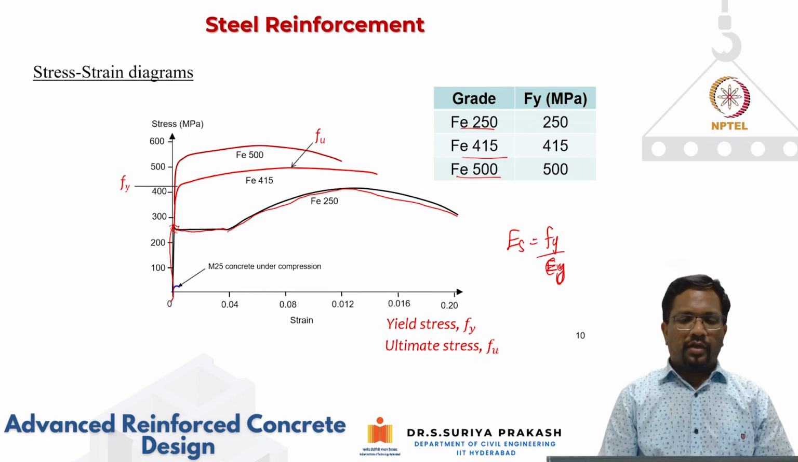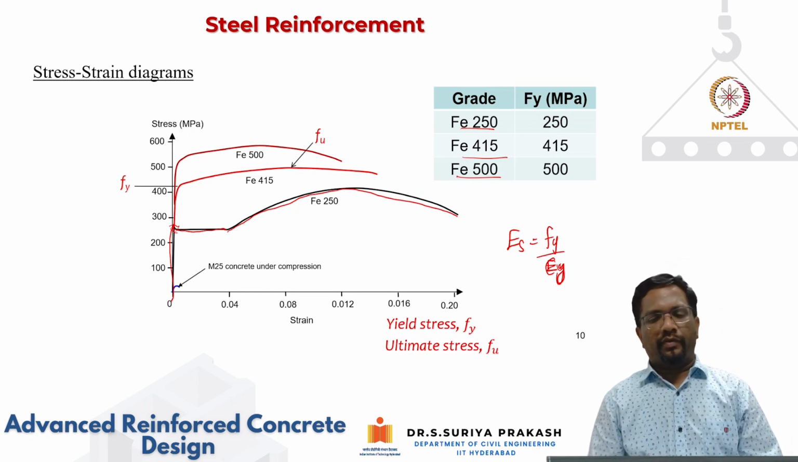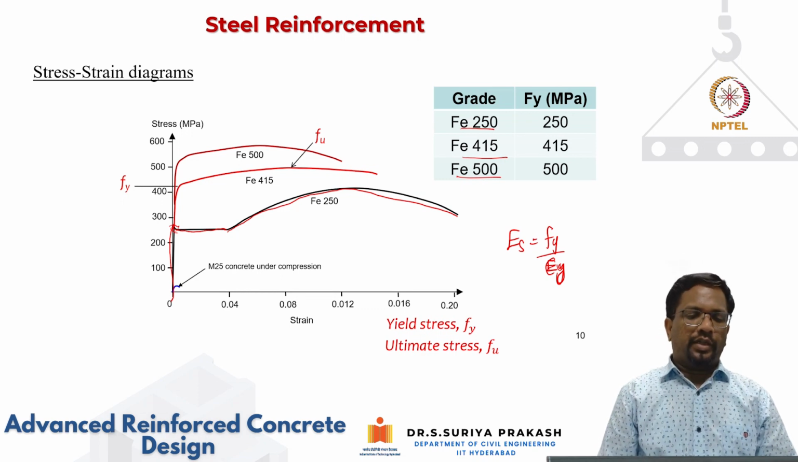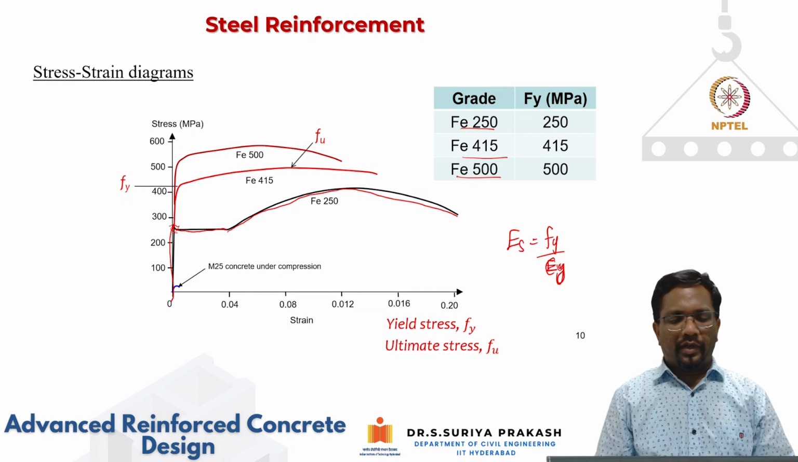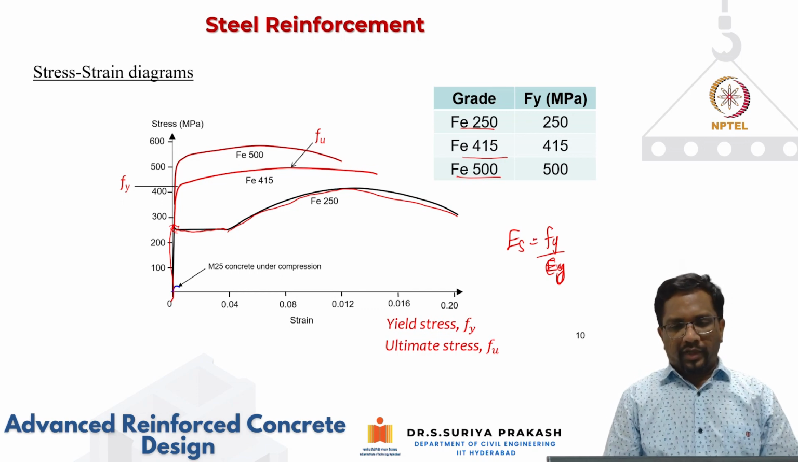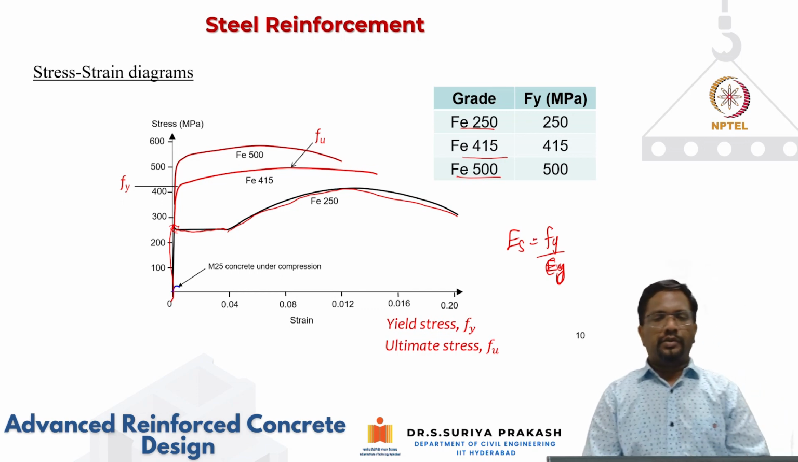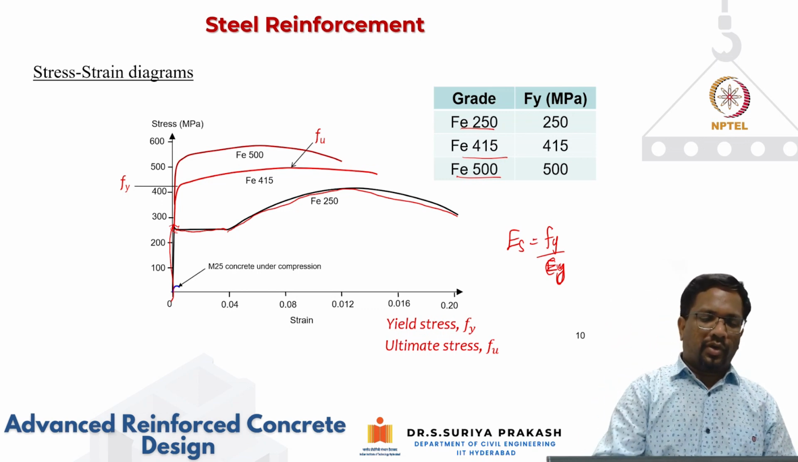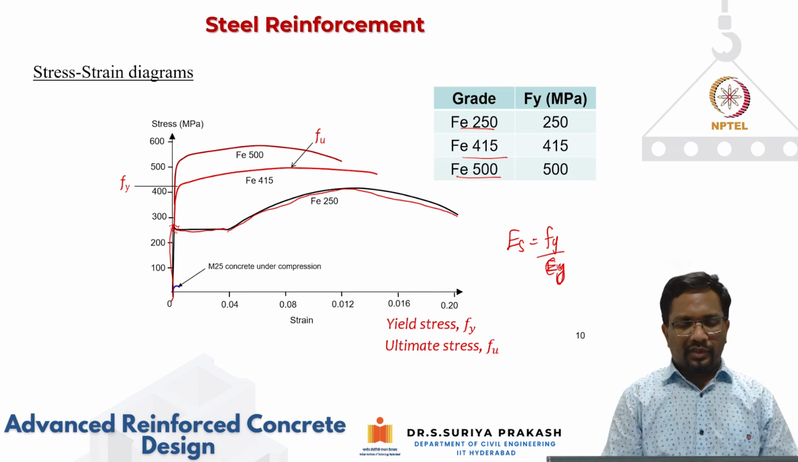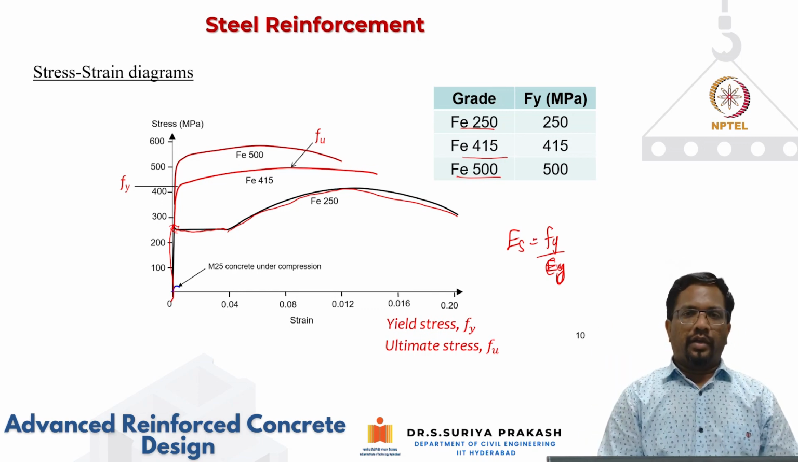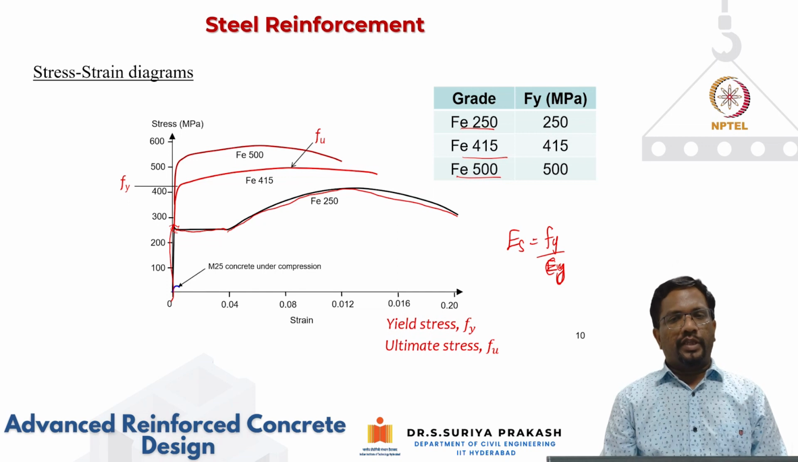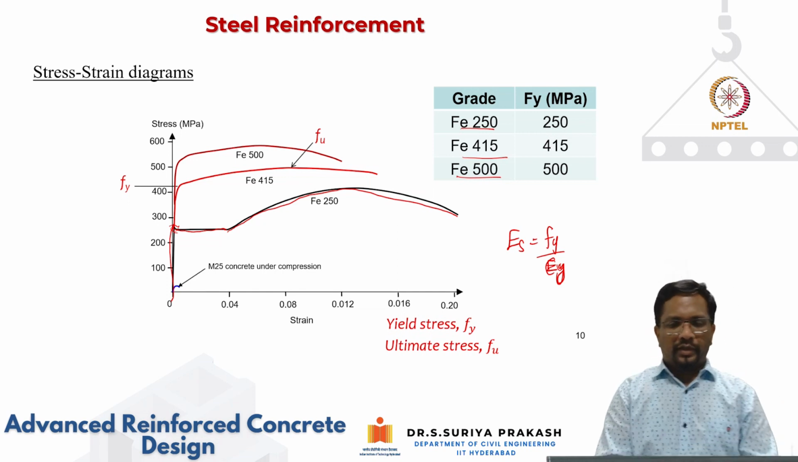But when you go for Fe 415 and Fe 500, these are high strength steel bars. They do not exhibit a well defined yield plateau. So usually what we resort to is the 0.2 percent proof strain. You draw a strain at 0.2 percent, then draw a parallel line corresponding to the initial elastic modulus, and wherever the curve touches, that is what we define as the 0.2 percent proof or yield stress.